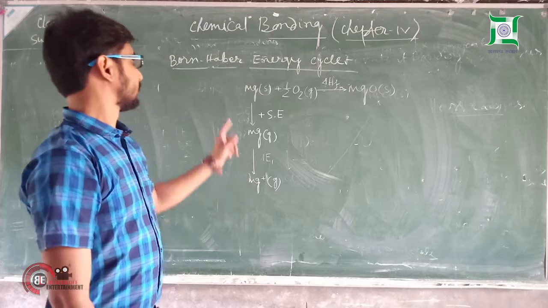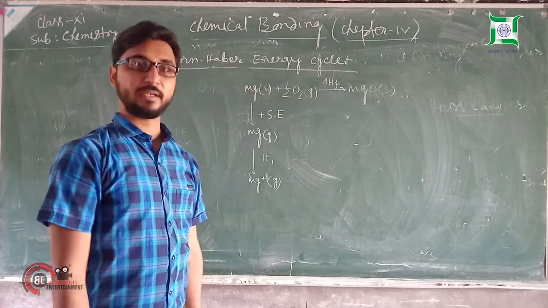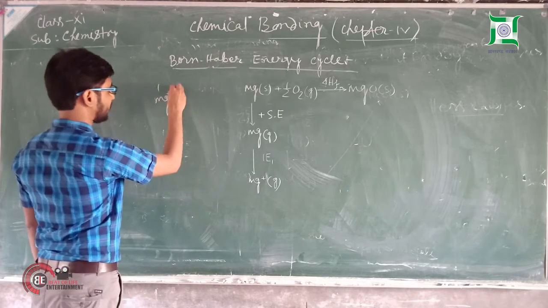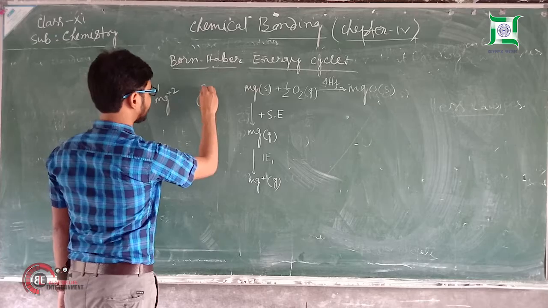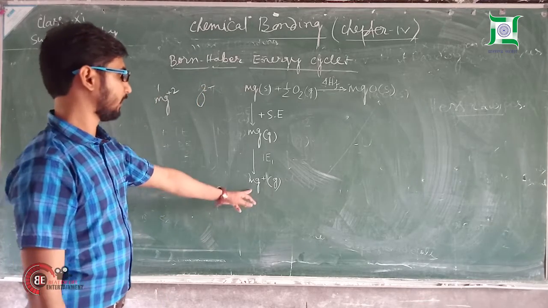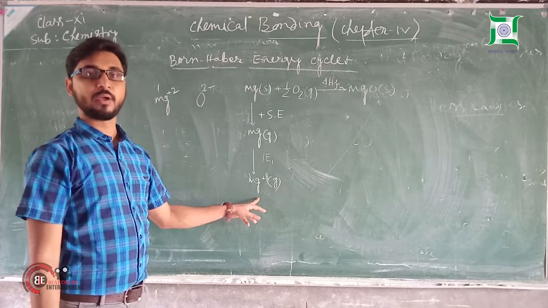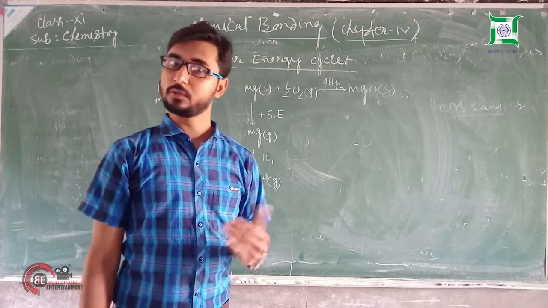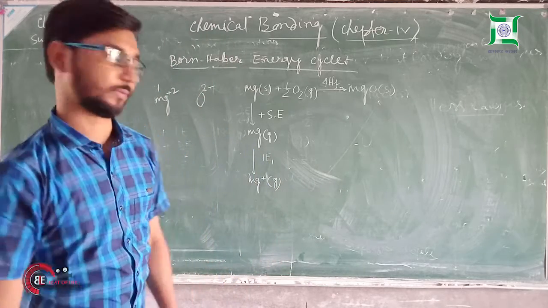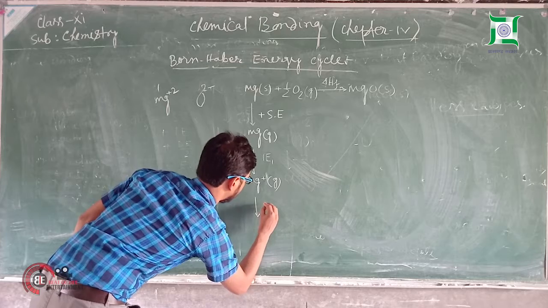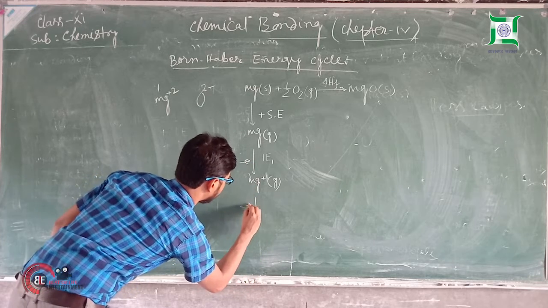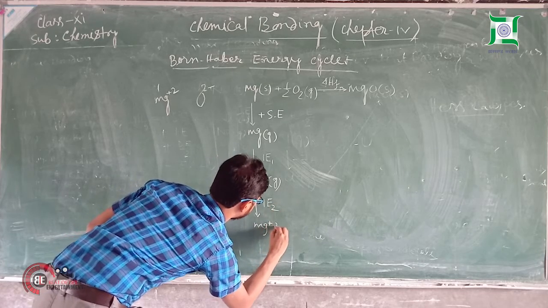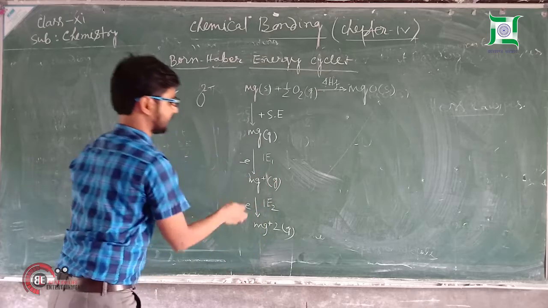Notice here that during the formation of magnesium oxide, Mg acquires 2 units of positive charge and oxygen acquires 2 units of negative charge. So here the magnesium plus ion has to release one more electron so that it will change into a di-positive cation. For this process, minus one electron, the energy term involved is called ionization energy, Mg plus to Mg2 plus gas.